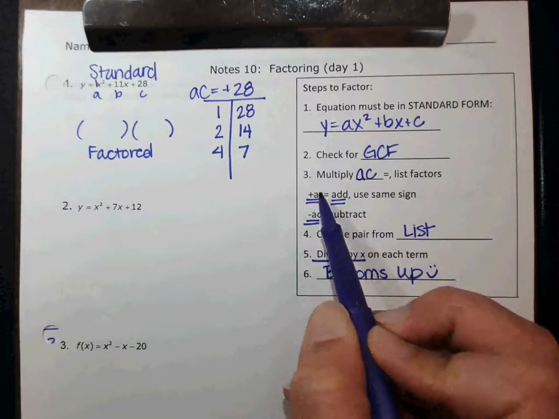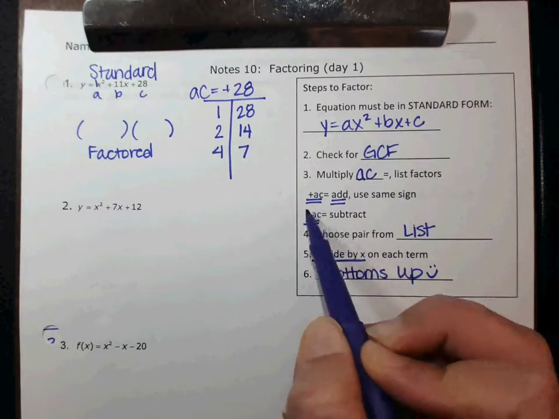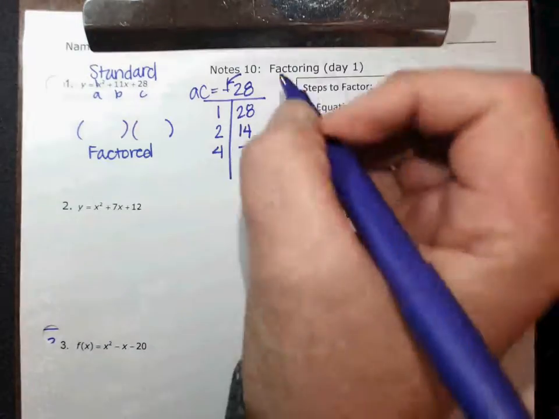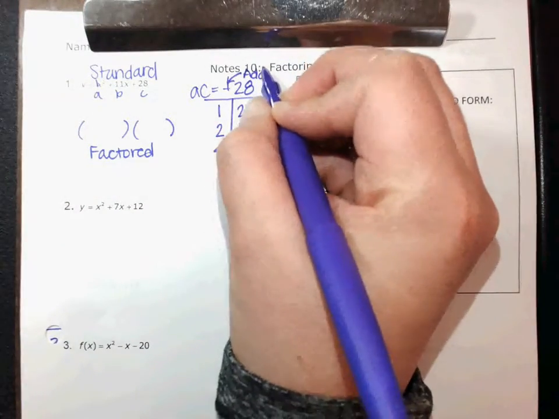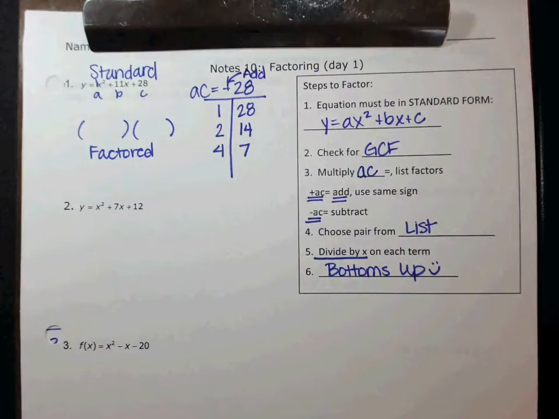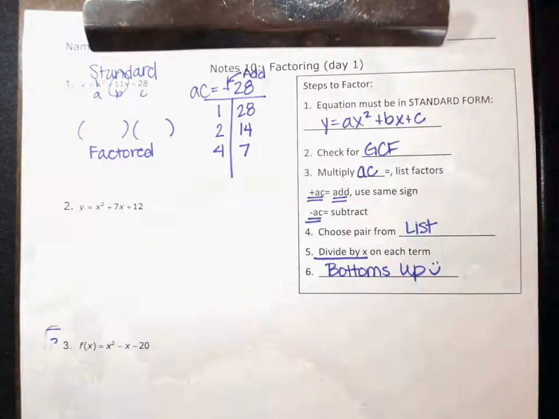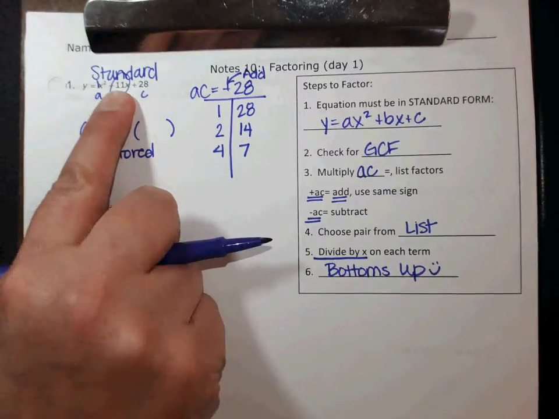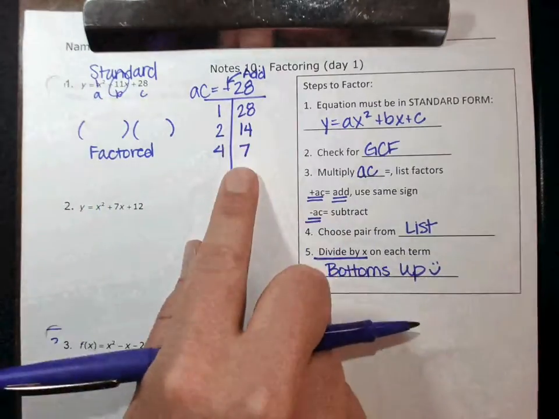If I have a positive AC, I'm going to add. If I have a negative AC, I'm going to subtract. What do I have here? Positive. That means that I want to add, and I want my factors to be the B. Get it? Haha. I want it to be whatever the B was in my equation. What was it? An 11. Which of these add to 11?